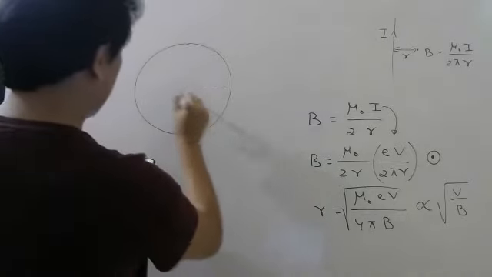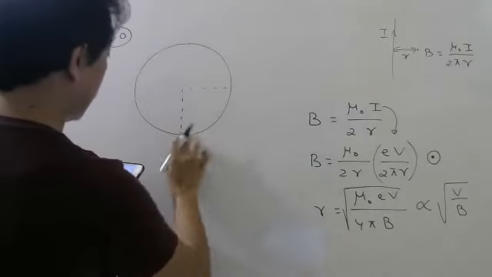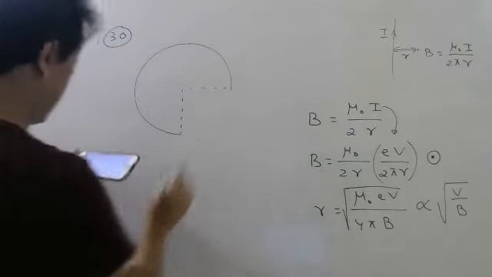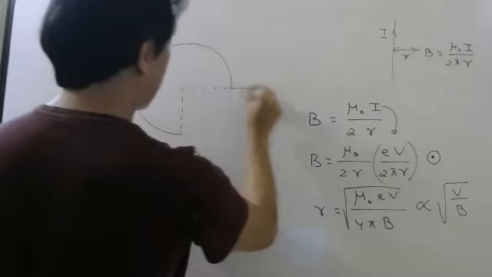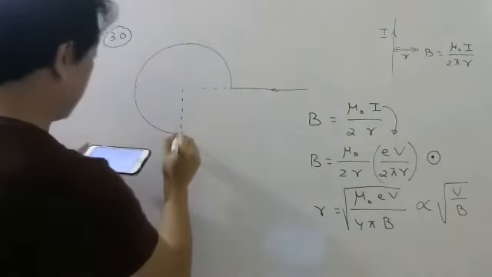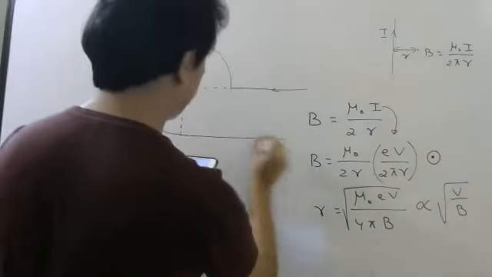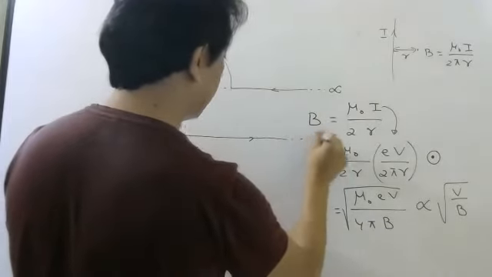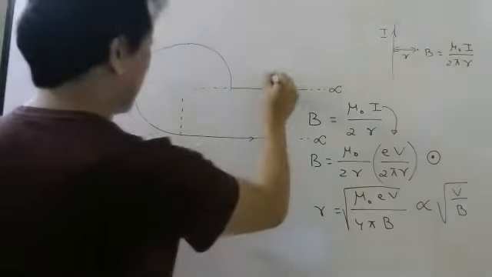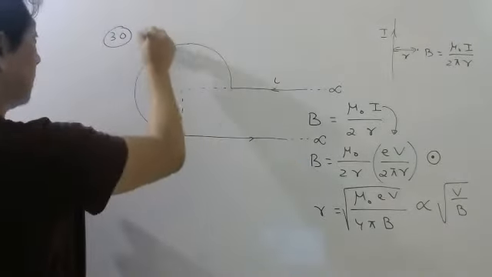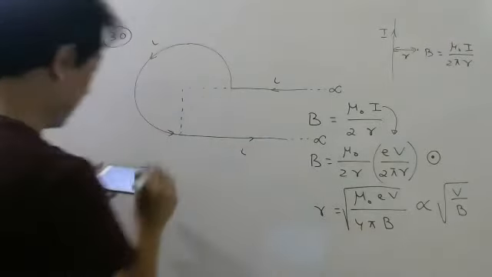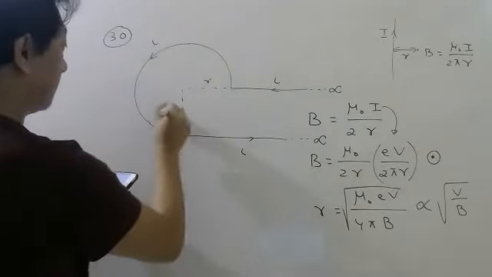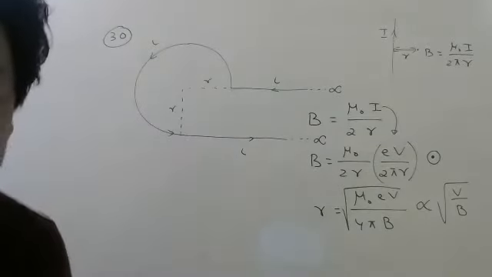So they have not given you a full circle. Like this is there, then this part is not there. Here one straight part is there, and here one straight part is there. This is infinity, this is infinity. Current is I like this, so it will be I here, then I here, right? Radius is R. So we have to find magnetic field due to this.